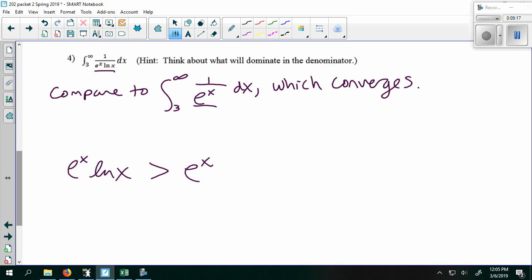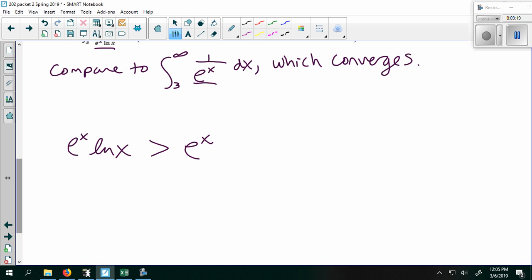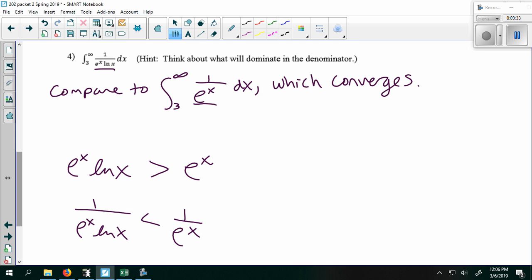So that is true. And that means that the reciprocals reverse the inequality. Larger denominator makes a smaller fraction. So my integrand is smaller than the integrand of a convergent integral, so it has to also be convergent.